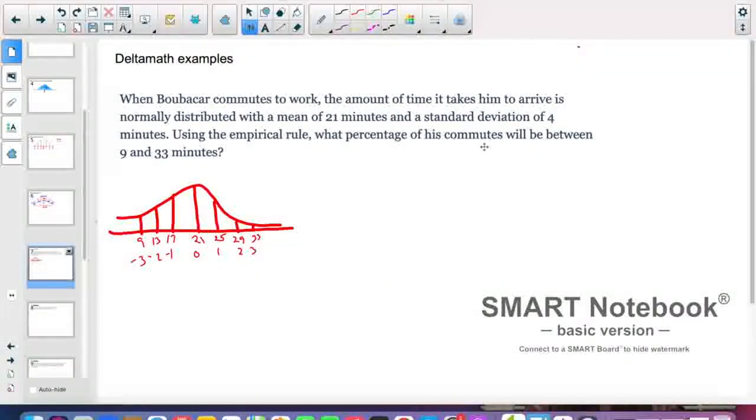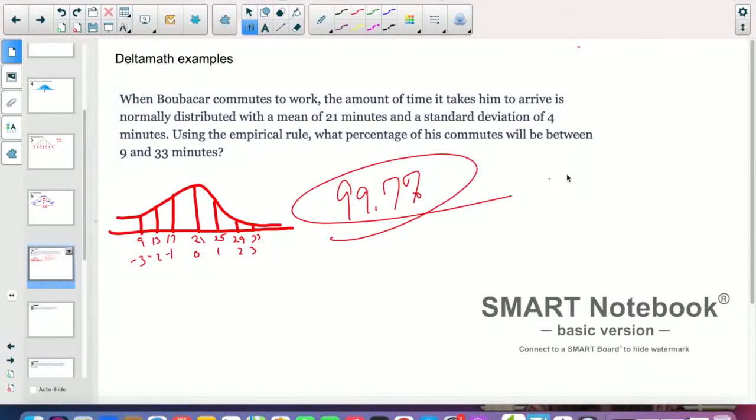Using the empirical rule, what percentage of his commute will be between 9 and 33? Well, 9 is here, 33 is here. Didn't we say that within 3 standard deviations of the mean, we have 99.7% of the data? So 99.7% of the data would be the answer there. I would put that in Delta Math and they would count it right.